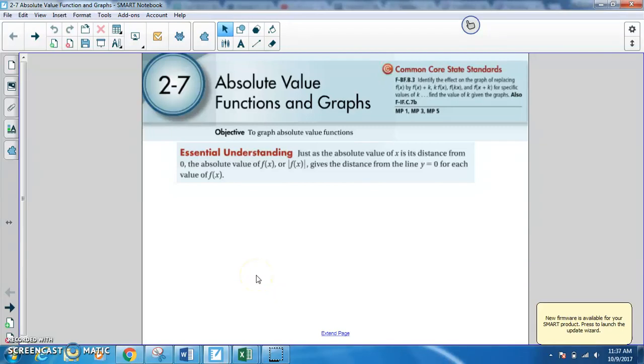Going to do 2-7, absolute value functions and graphs. You are going to be able to graph absolute value functions, and we are going to talk about our essential understanding. Just as the absolute value of x is the distance from 0, the absolute value of f of x gives the distance from the line y equals 0. So our absolute value function gives us the distance to the line y equals 0 for each value of f of x.